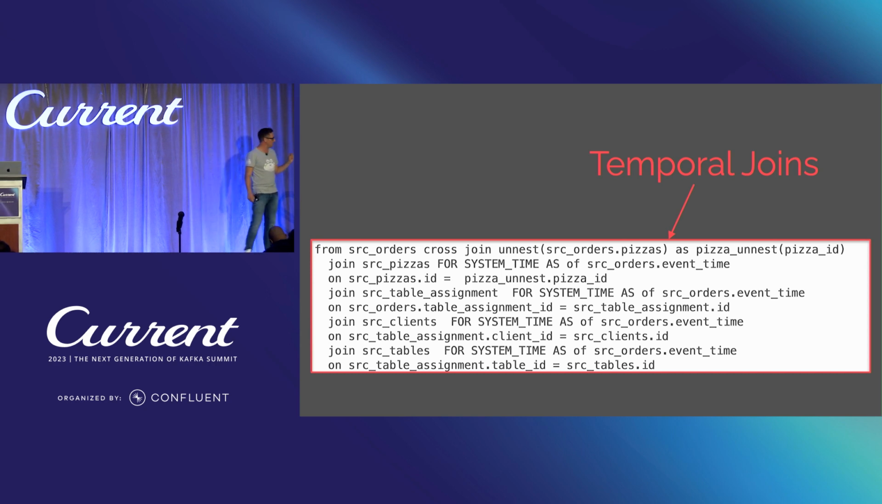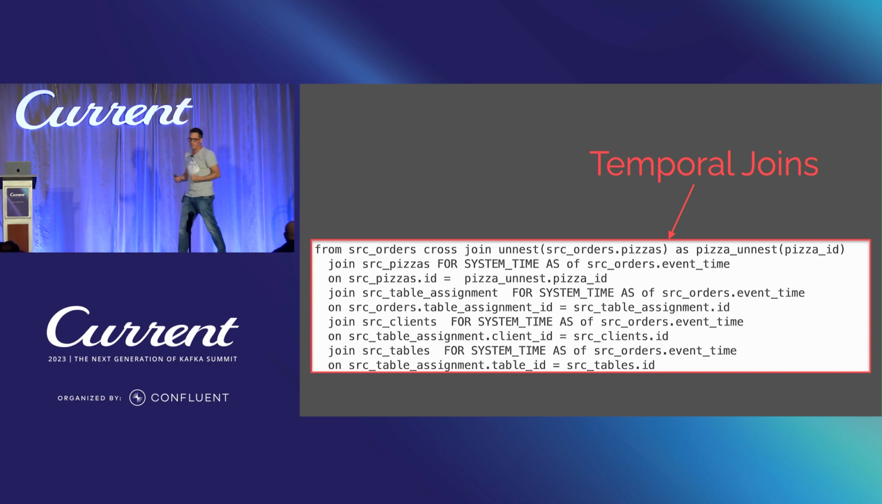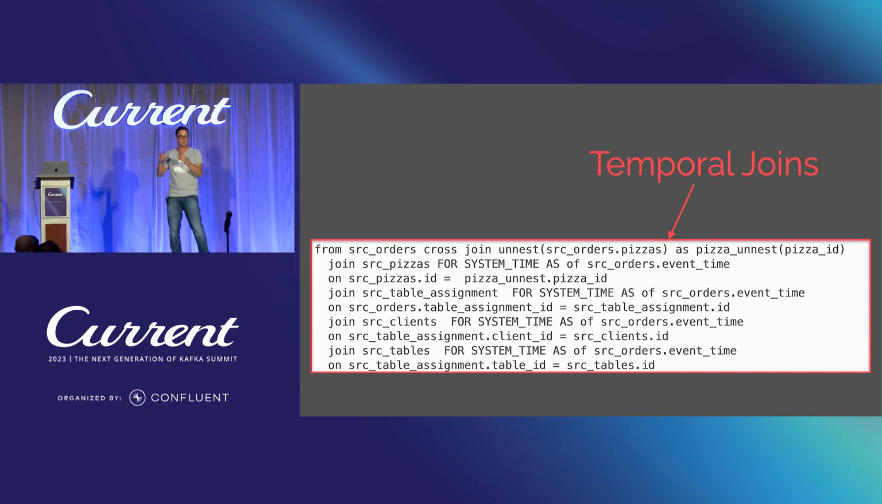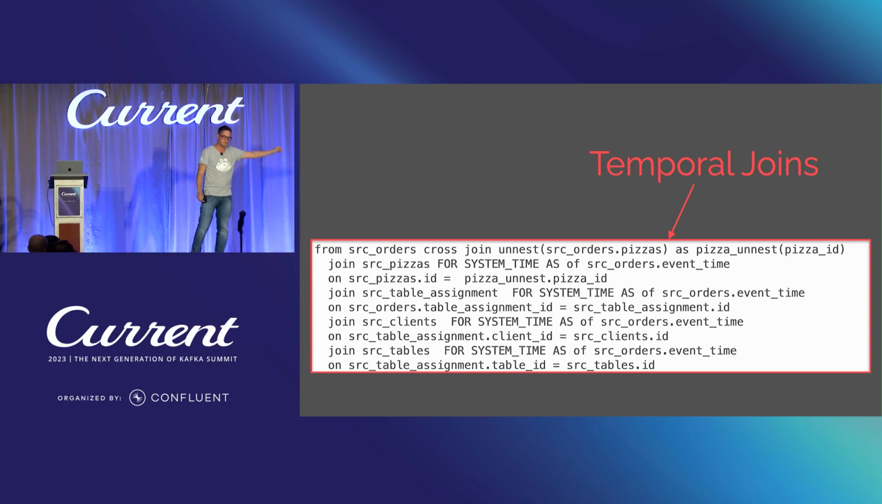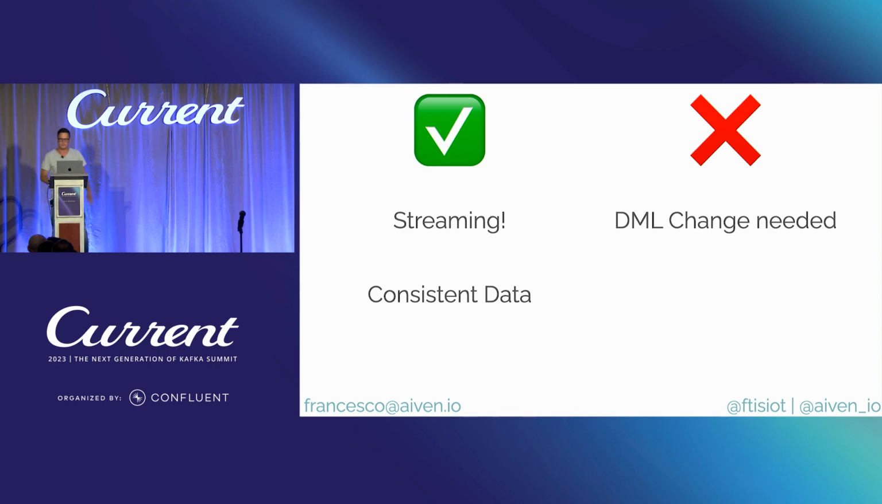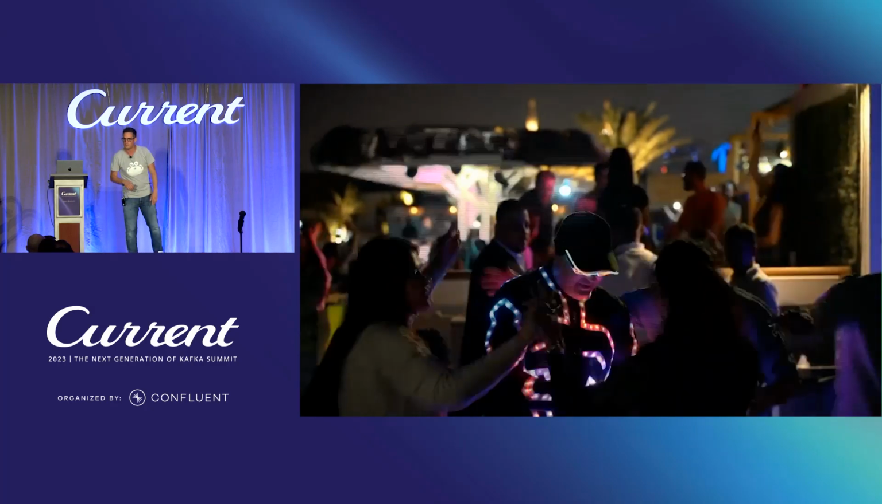But it changes only a little bit, because there is only a suffix for every join that says FOR SYSTEM_TIME AS OF orders event time. So I'm saying every time I do a join, I want to know the status of the join at the time of the event, doing temporal joins. So if we use this method, we also remove the need of doing DML changes. Seems like it's perfect. Seems like we can start inviting our friends to the party, right?